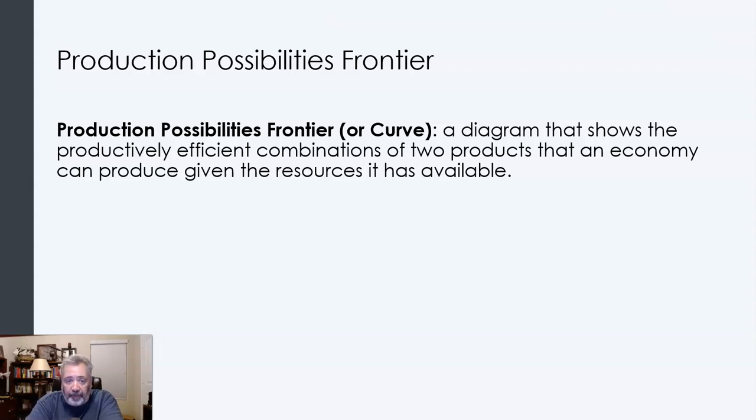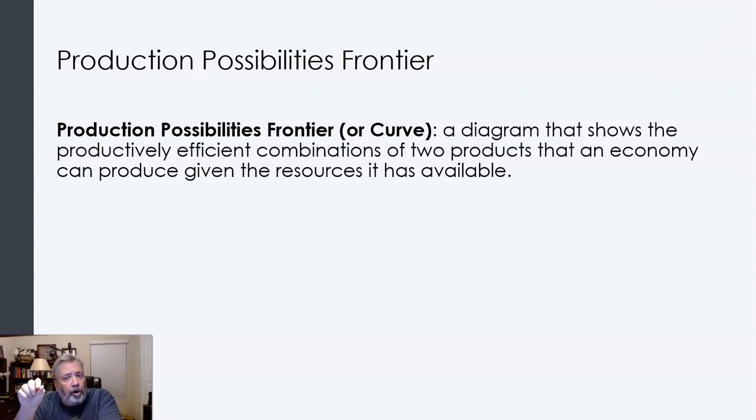Either one works, okay? And this is simply a diagram that's going to show the productively efficient combinations of two products that an economy can produce given the resources it has available. Now, I know what you're thinking. There are no economies that produce only two goods. Fair enough. But every economy, all the goods they produce can be categorized in one of two ways, as either a consumer good or a capital good.